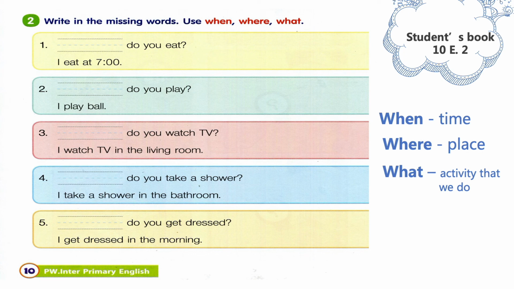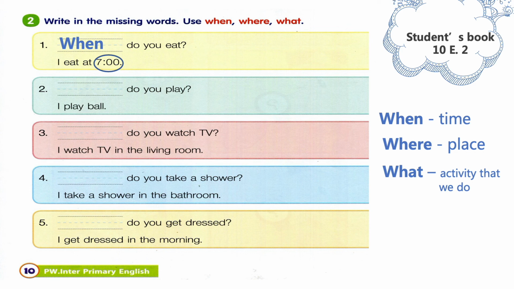I want you to answer when, where, and what. Question number 1. Blank, do you eat? I eat at 7 o'clock. So students, what's your answer? The answer is when. Why is it that we answer when? It's because of 7 o'clock. 7 o'clock is a time.